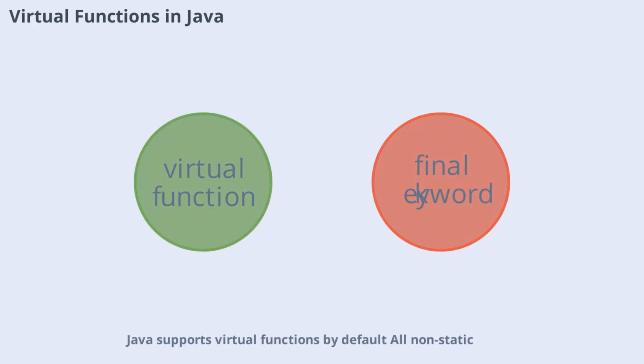Java supports virtual functions by default. All non-static, non-final methods are virtual, meaning they can be overridden in subclasses. If you want to prevent a method from being overridden, you can use the final keyword. This feature enables dynamic method dispatch and flexible code design.